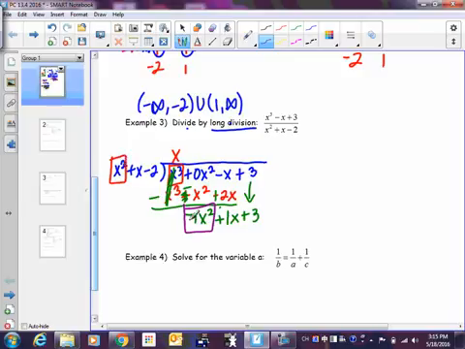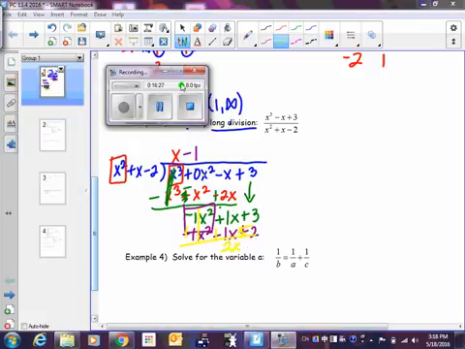So now we divide. X squared goes into negative 1x squared minus 1 time. Negative 1 times x squared is negative 1x squared. Negative 1 times x is negative 1x. Negative 1 times 2 is positive 2. And then when you switch all these signs, then you can figure out your remainder.